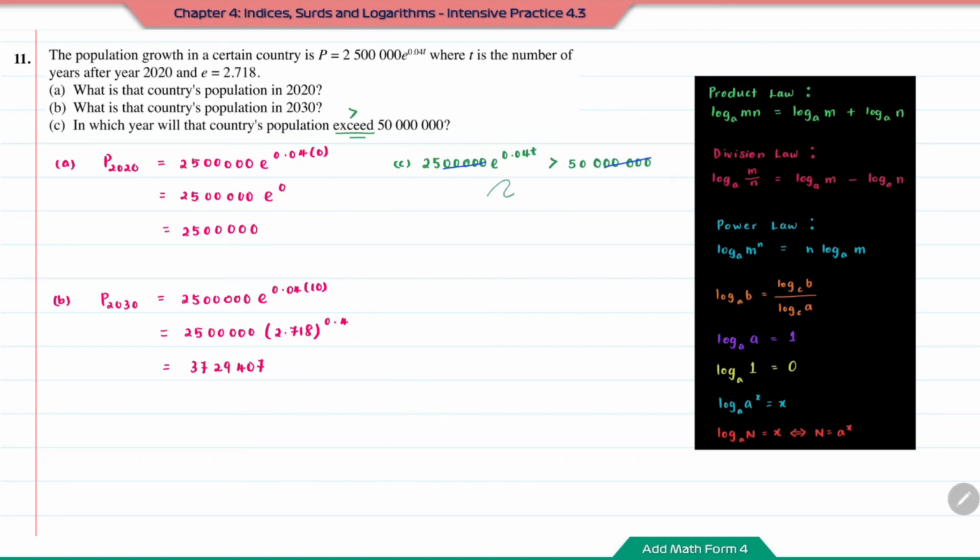Therefore, it's going to be e to the power of 0.04 t greater than 500 divided by 25, which is going to give you the answer of 20. So now, as both sides, we cannot equalize the base to compare the power. So here we're going to use the help of logarithm to continue. So here I'm going to log both sides with log base e. So here you're going to have log base e of e to the power of 0.04 t greater than log base e of 20. So log base e is the natural logarithm.